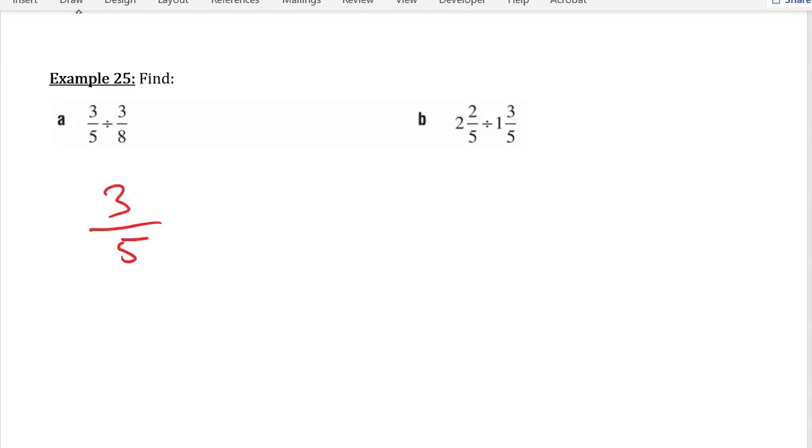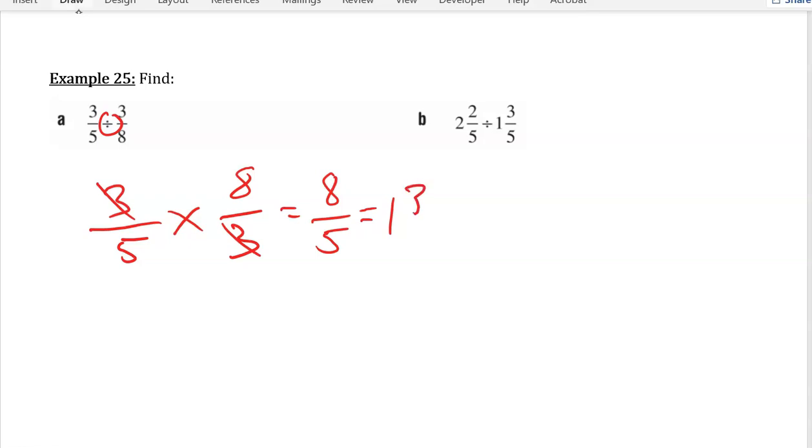And now we've got 2 fractions. Keep 3/5, change this to multiplication, and flippy-doo-dah. Look at this, cancel city. We get 8/5, which is an improper fraction and is correct, and it also can be expressed as a mixed number, 1 3/5. Now we definitely have to work out these mixed numbers. So 5 times 2 is 10, plus 2 is, we've got 12/5. I'll keep that as an improper fraction.